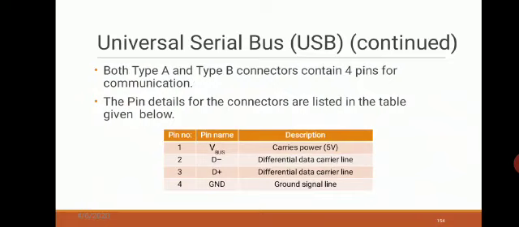Pin number 2 is a differential carrier line, which is D minus, and D plus is again a differential data carrier line. So any negative values will be taken on the D minus line, and any positive values will be taken on the D plus line.